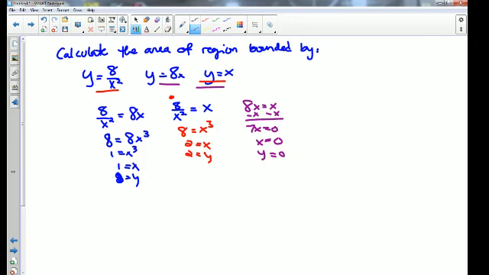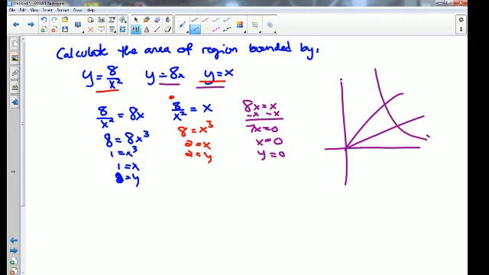Okay, so if you want a picture of this, it looks like this. So 0, 0 is that intersection, right? 2, 2 is right there. And 1/8. So this is 3 intervals then?